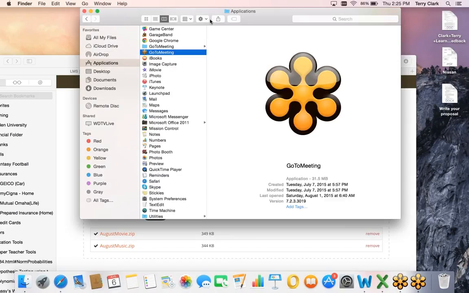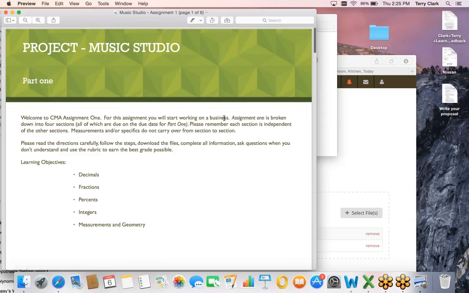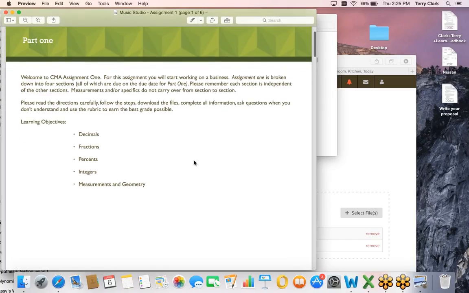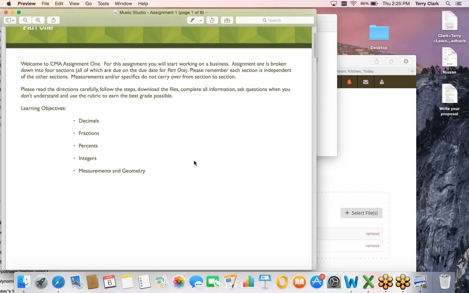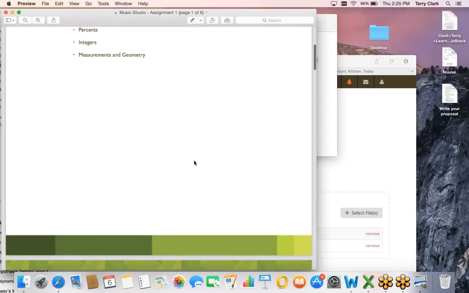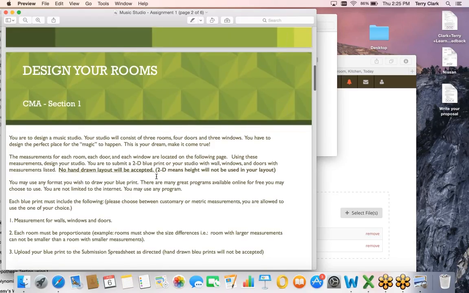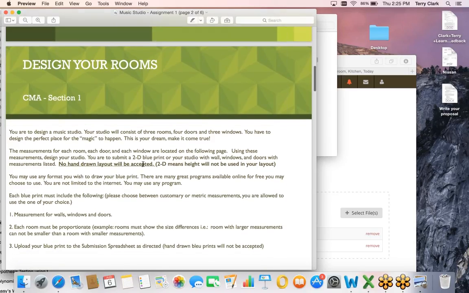Now, after the rubric, where's the rest of it at? We want to look at the directions. Okay, so here's the directions right here. Inside the directions, it's telling you what you're going to be doing, and this is for the music studio, the learning objectives. And the learning objectives is basically the math you're going to need in order to complete the assignments. Decimals, fractions, percents, integers, and measurements in geometry. Okay, here we'll see, in section one, the things that you're required to work with.